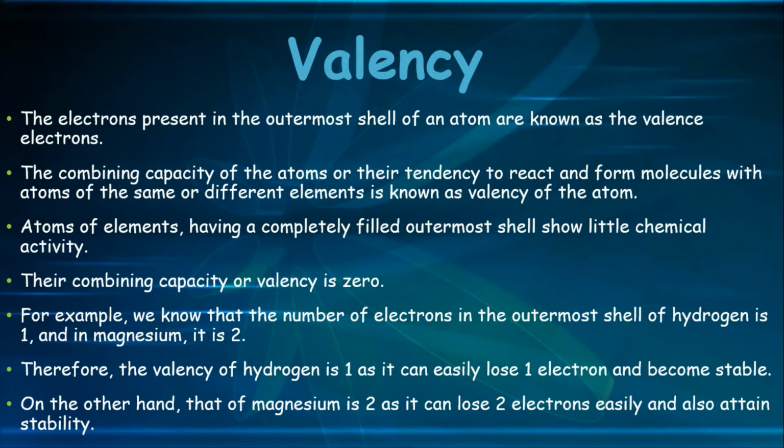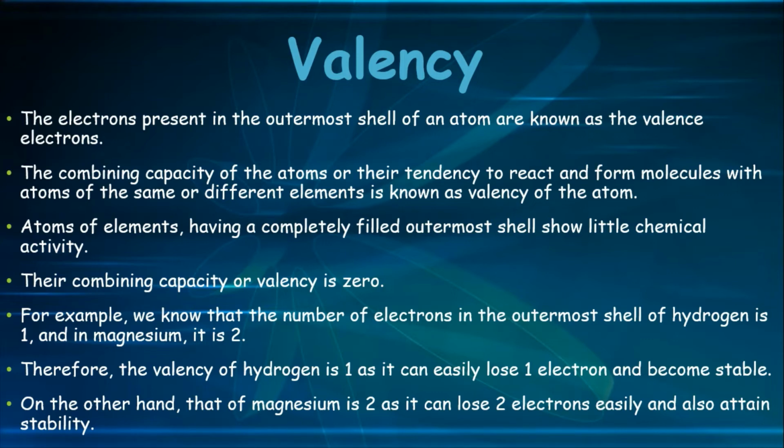Valency. The electrons present in the outermost shell of an atom are known as the valence electrons. The combining capacity of the atom, or the tendency to react and form molecules with atoms of the same or different element, is known as the valency of the element. Atoms of an element having a completely filled outermost shell show little chemical activity. Their combining capacity or valence is 0.